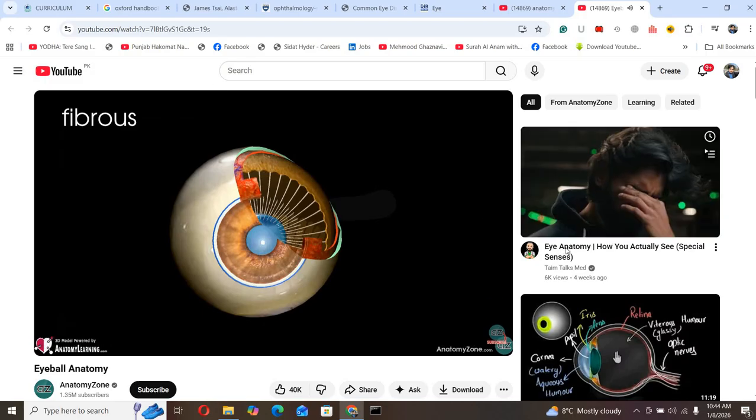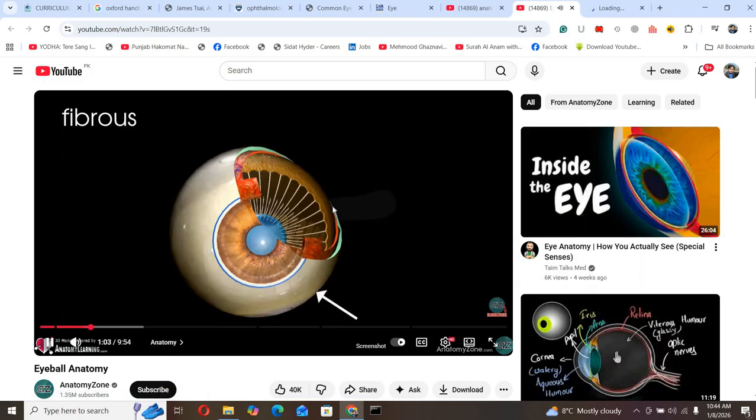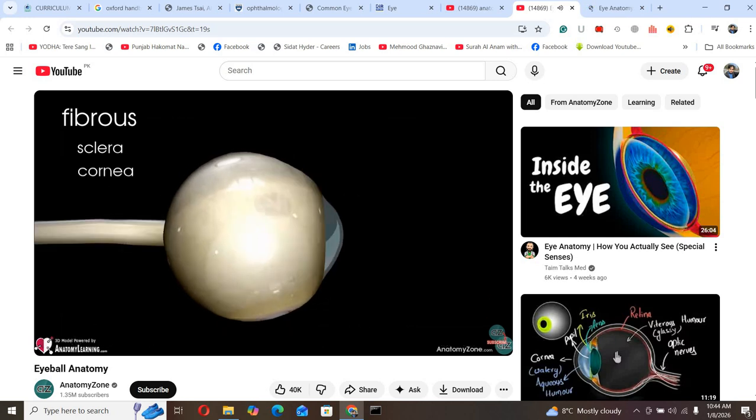The fibrous layer of the eye is the outermost layer. It consists of the sclera and the cornea, which are directly continuous with each other. You can see the shape and continuity of the cornea with the sclera from this lateral view. Their main functions are to provide shape to the eye and support the deeper structures.